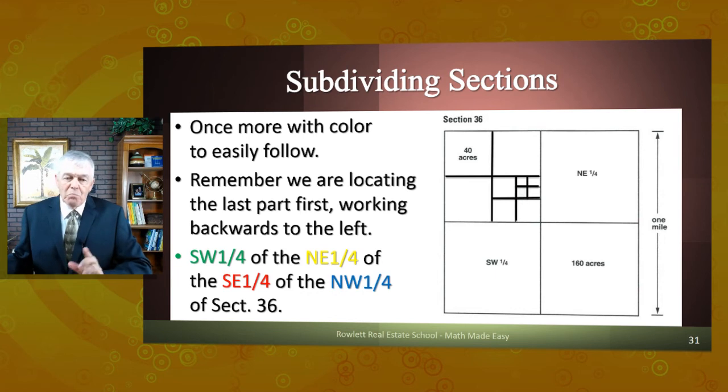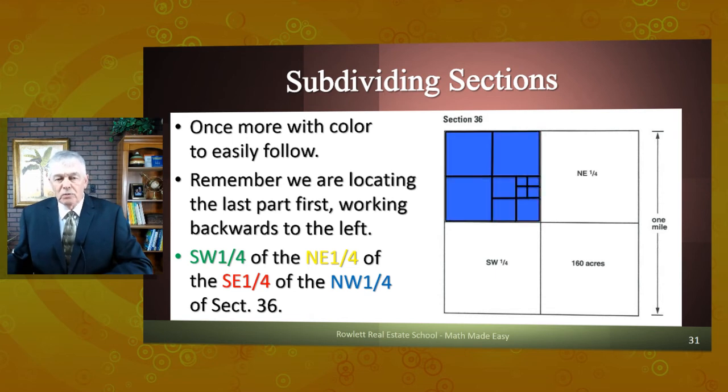So we're going to look at the blue wording down here on the northwest quarter of section 36. And there's the blue. That's the northwest quarter. Now we're going to find the southeast quarter within this blue quarter. The southeast quarter is going to be this one there in the lower right-hand corner. And then we're going to go up and find the northeast quarter, and we're going to highlight it in yellow. And there it is. And as you can see, we're going backwards. Then we're going to find the southwest quarter of the yellow part, and there we are.